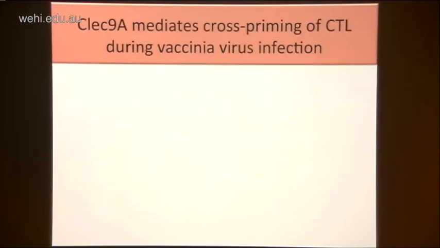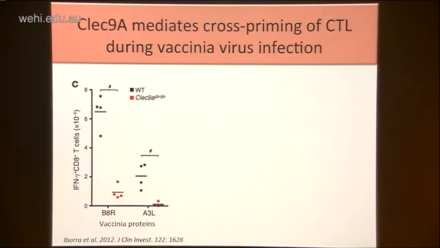Then it's not surprising at all that Caetano went ahead and showed that CLEC9A mediates cross-priming of cytotoxic T cells during vaccinia virus infection. The first piece of data that he has here is looking at the induction of CD8 T cells that produce interferon gamma. Here are the wild-type mice that have got CLEC9A. This is the kind of response that they can produce, whereas the CLEC9A knockouts are much inhibited in the kind of CD8 T cell response that they can launch against the different vaccinia proteins here, two different types of proteins that they've measured.